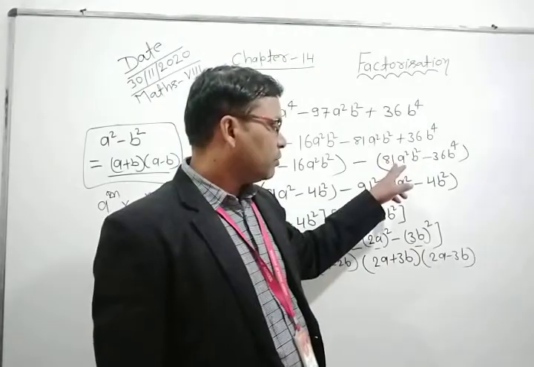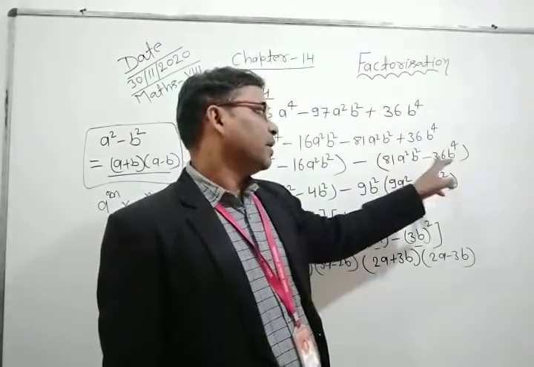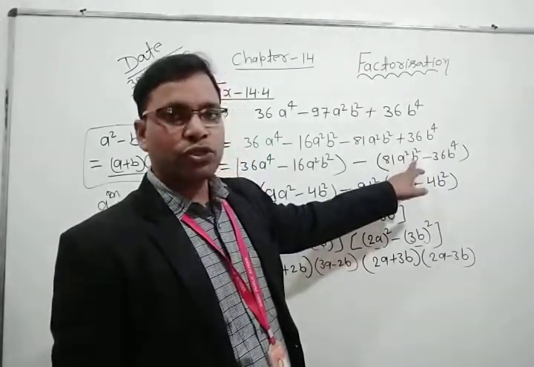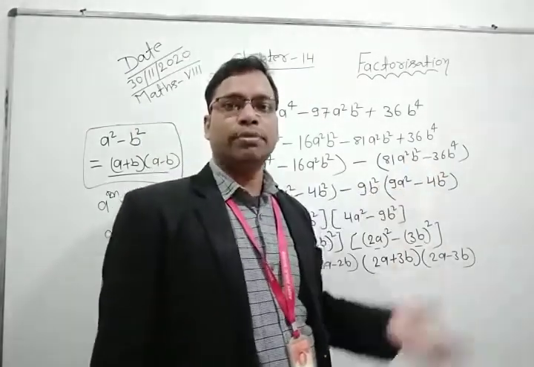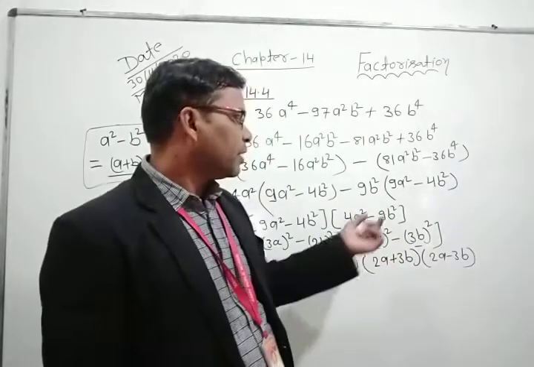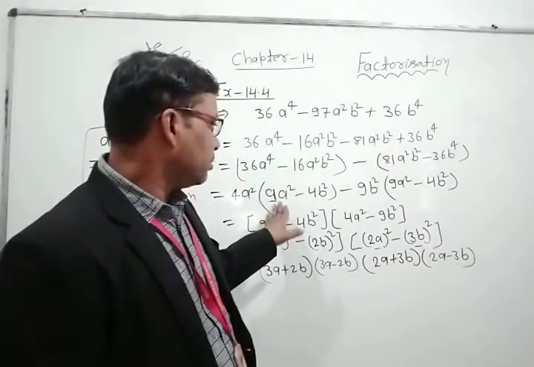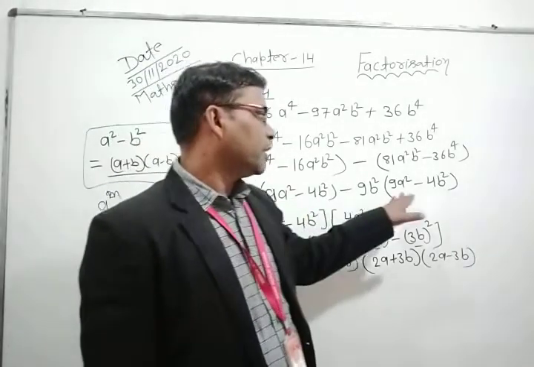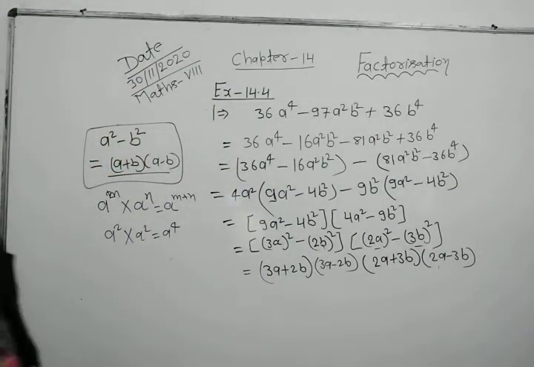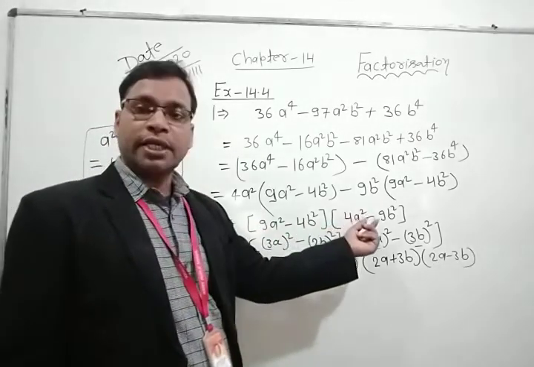Here you observe that 9b square is common, because you can see here 9 into 9 is 81, 9 into 4 is 36. So 9 is common, and a square into b square, and the b power 4 is b square into b square. So here you can take common 9b square. After taking common, we have 9a square minus 4b square. Okay, so here you observe in both terms 9a square minus 4b square. So we take common 9a square minus 4b square. So we have 9a square minus 4b square into 4a square minus 9b square.